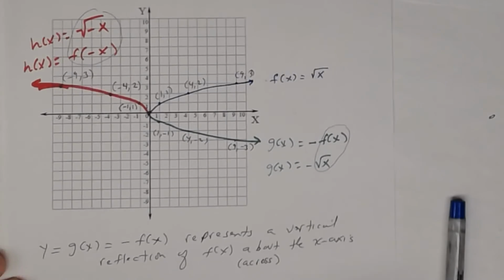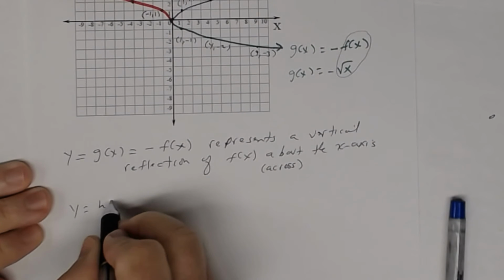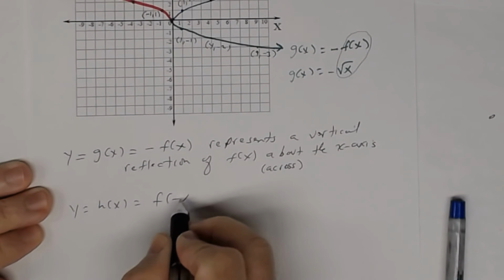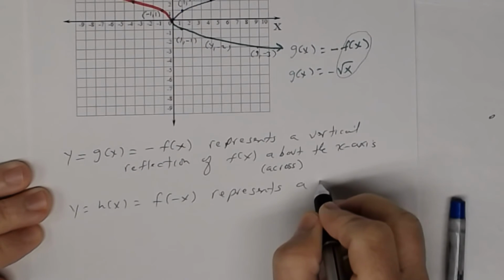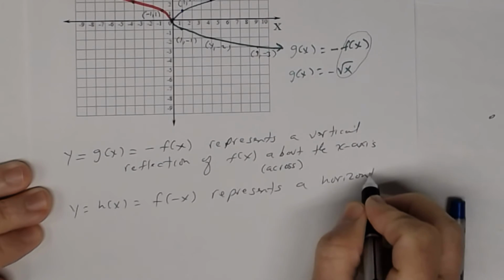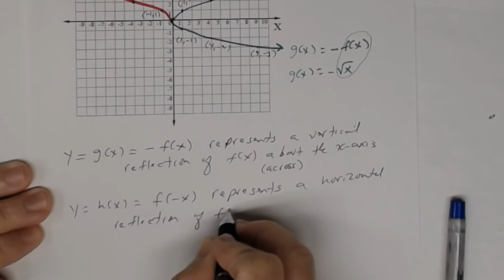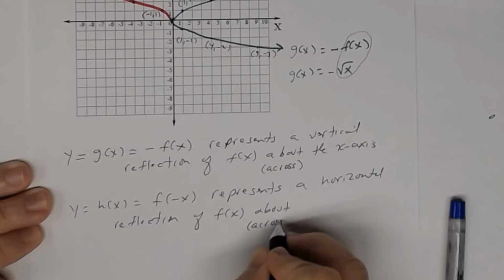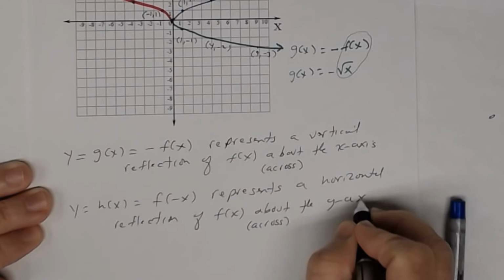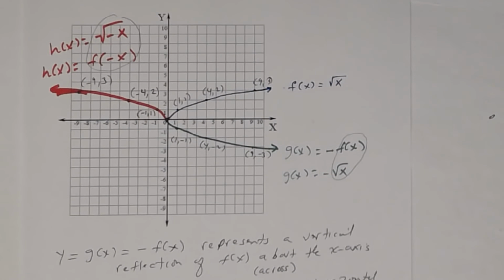Okay, so let's write this down here. So y equals h of x, let's say, is f of negative x represents a horizontal reflection of f of x about or across the y-axis. Okay? All right, now let's look at some problems where you're going to have to describe transformations.